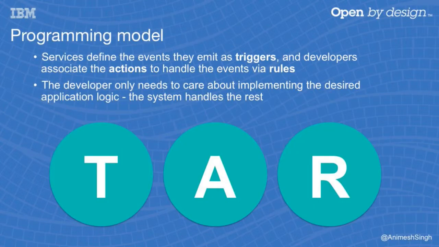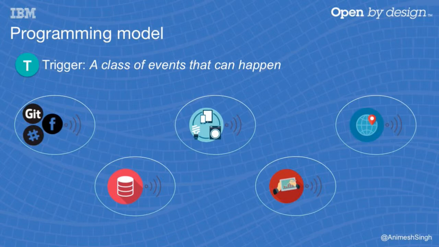With respect to the programming model of OpenWhisk, the three things are what we call a TAR. To describe them, the first thing is trigger, which is essentially a class of events that can happen. As you can see, events can come from a mobile device, from a CRUD operation on a database, from a Git repository, even from your DevOps systems, if a build completes, etc. Internet of Things is a great use case for something like this, where you have multiple devices, but you don't want to put up a backend infrastructure which is listening all the time. Only the code gets executed when there is an event happening to one of your devices.